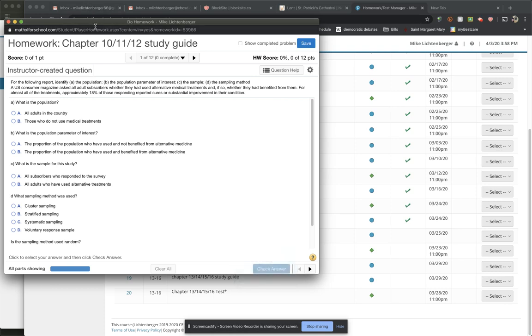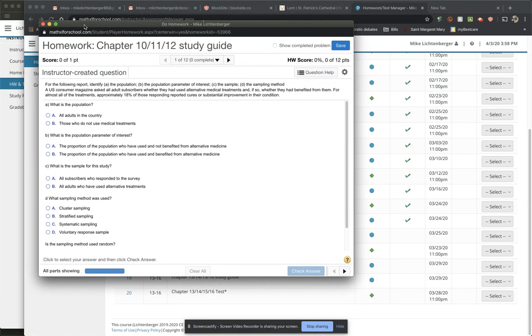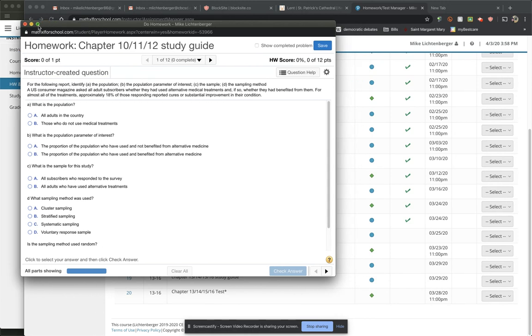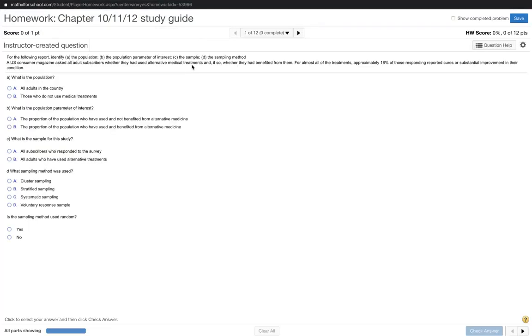All right, so now that you've had a couple days to work on the study guide, I figured I would go over the study guide like I did for the midterm. So let's go right ahead and get started.